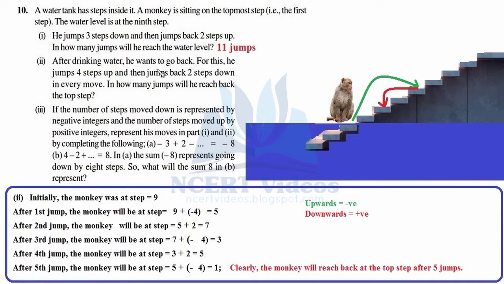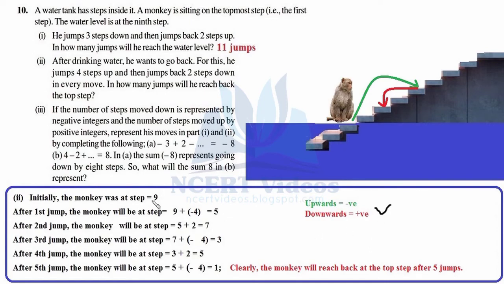Now question 2. After drinking water he wants to go back. For this he jumps 4 steps up and jumps back 2 steps down. So how many jumps will he have to make? So here, as shown in the figure, you can see 4 steps up, 2 steps down. So at a time he will jump 2 steps. So we have to go for the counting here. If you have got the explanation, 4 steps up and 2 steps down. Now we will move towards the explanation.